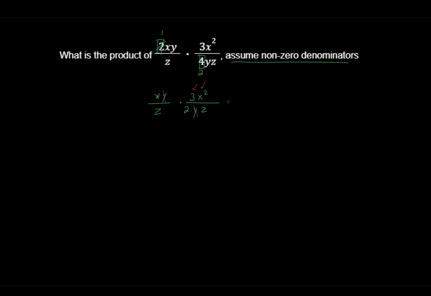So on top, what we have is x times 3x squared, which will give me 3x to the third. And on the bottom, we have z times 2z, which will give me 2z squared.